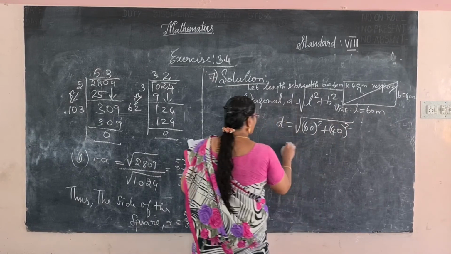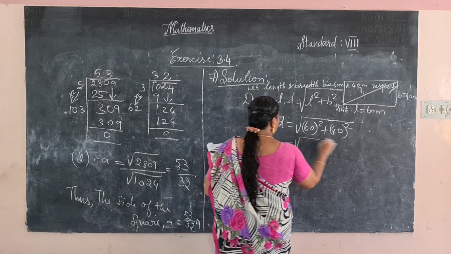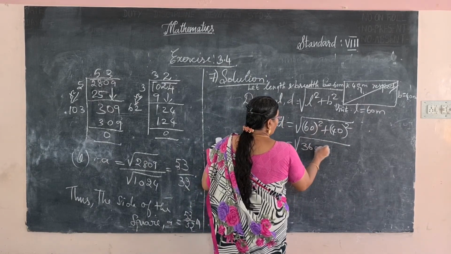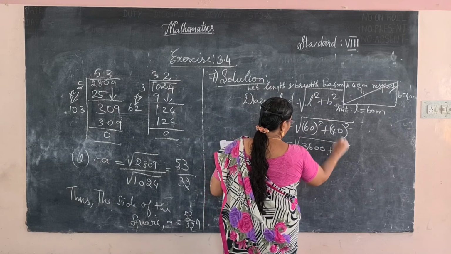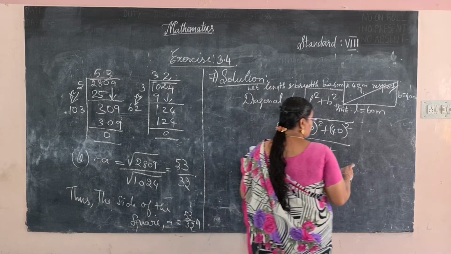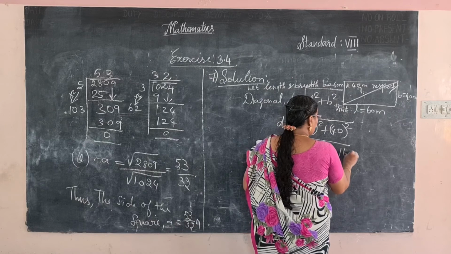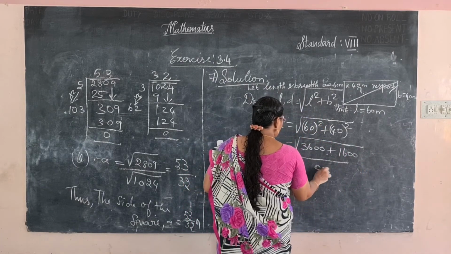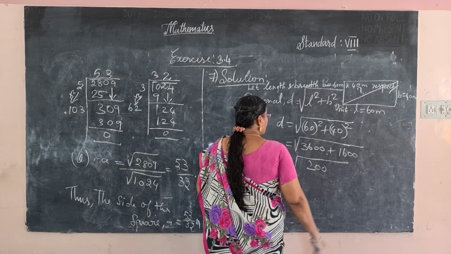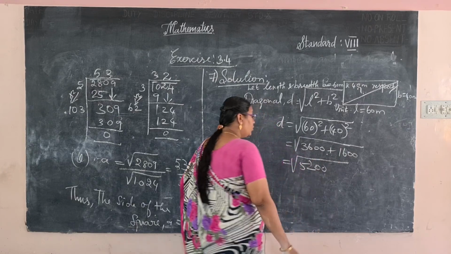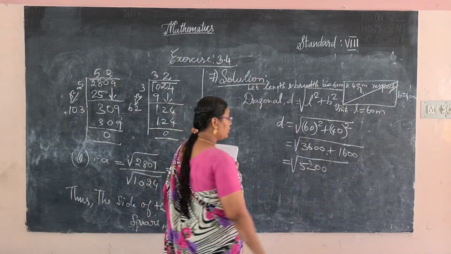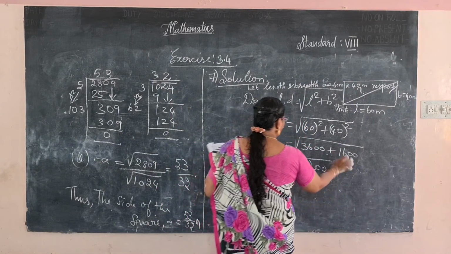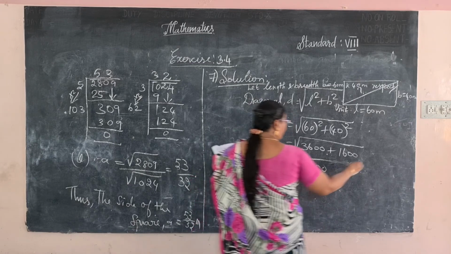Okay, so 60 square, what is the value? 6 square is 36, and 2 zeros are added. 40 square, 4 fours are 16, and 2 zeros. Now add these two values, what do we get? 0 0, 6 plus 6 is 12, 5, 52. So 5200.